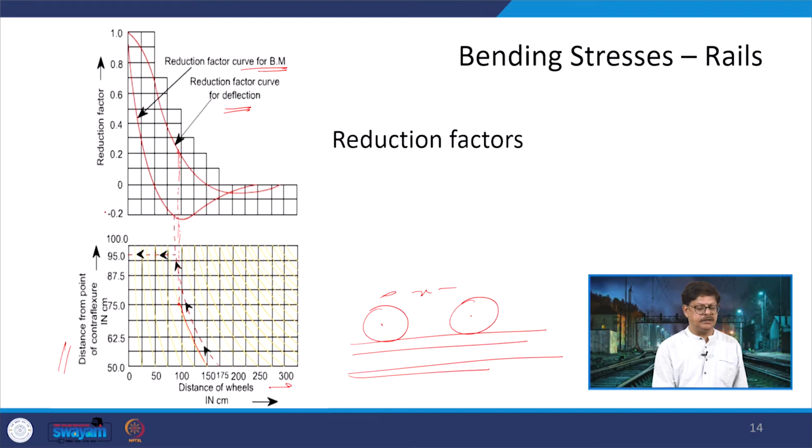So, it has a sign also, minus or plus. That value we will be considering, and whatever the deflections or bending moments are there, they are going to be modified on the basis of these.